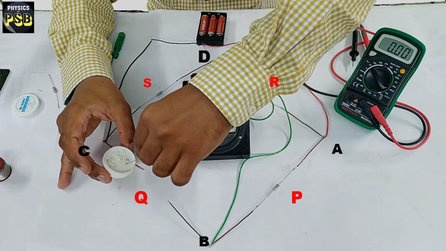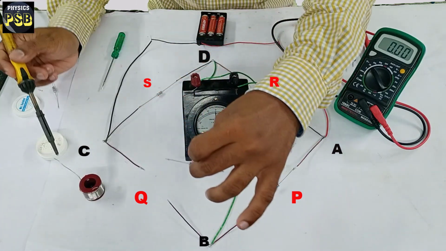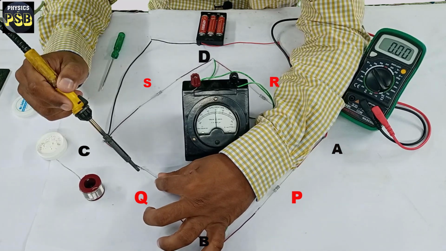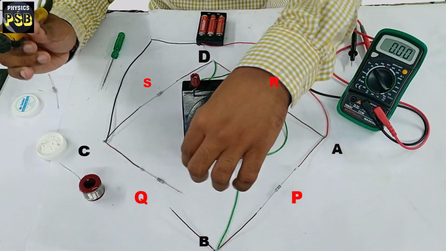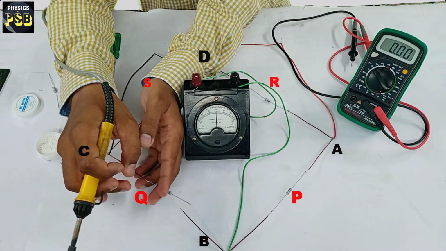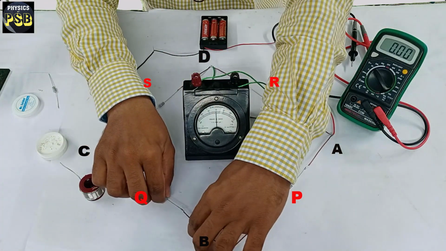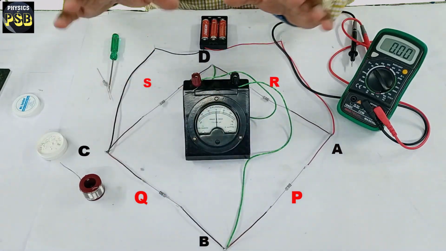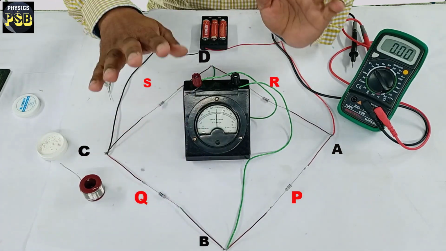I place some paste for soldering. Then, with the help of a soldering iron, I am going to solder this 100 ohm resistor to this end. I will do the same thing to this end as well. Now, I have replaced this 1 kilo ohm resistor with the 100 ohm resistor. Now, the potential at these 2 points will not be the same.